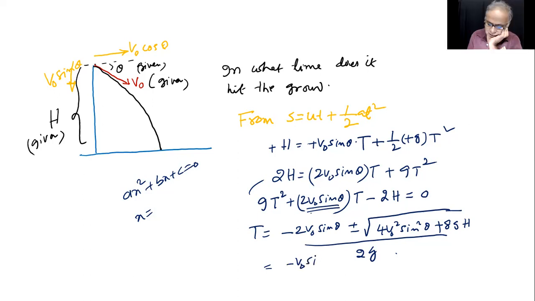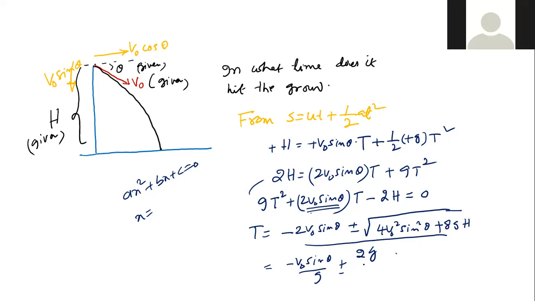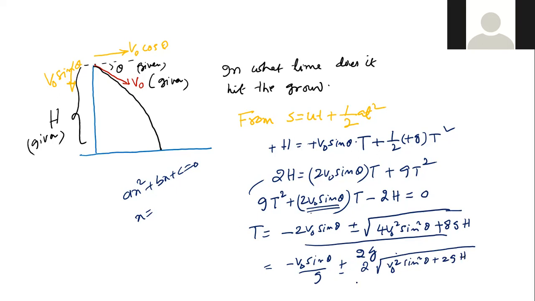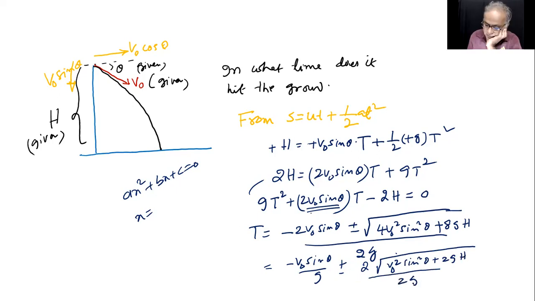Minus V0 sin theta by G plus or minus. Now tell me what will come out from here if I want. Two will come out. So what will I get here? V0 square sin square theta plus 2GH, by 2G.